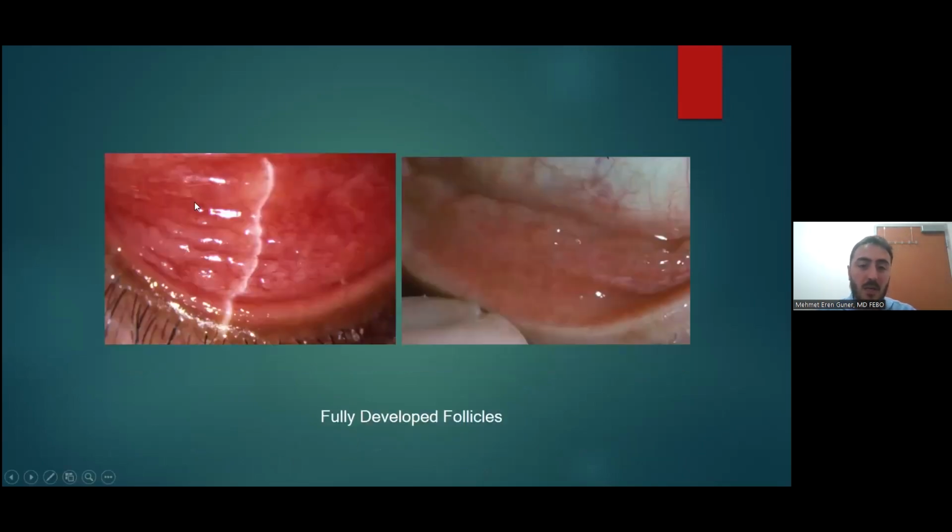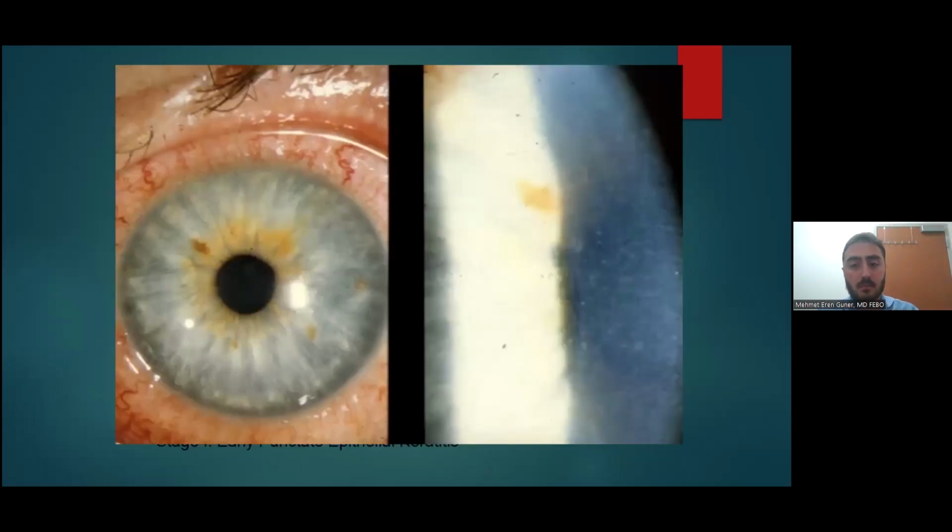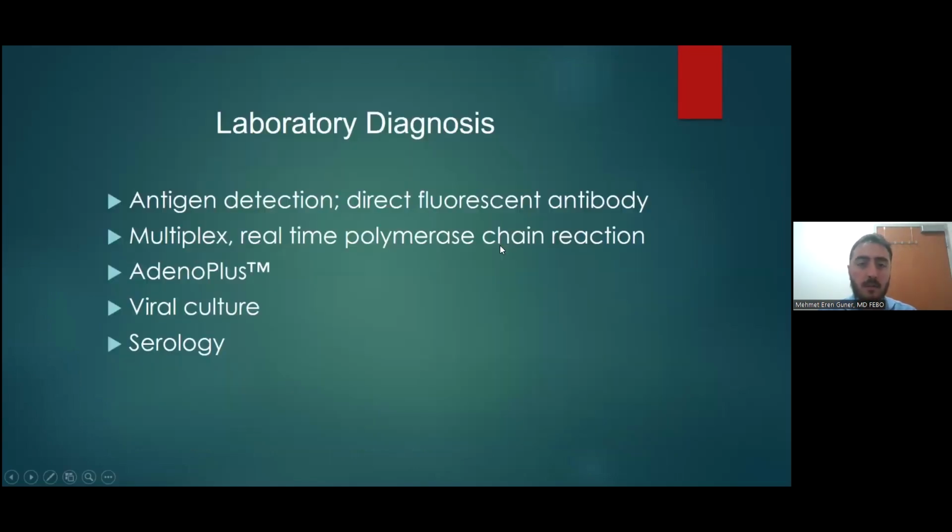And again, this patient has fully developed follicles. If you're seeing something like this, it is not a minor viral conjunctivitis, which is what we most commonly see, or a minor bacterial infection. If it's a follicle like here, it is going to be adenovirus, or it could still be a very bad vernal or allergic conjunctivitis. And again, there is an early keratitis here on the right side. You can see the small white spots on the cornea.